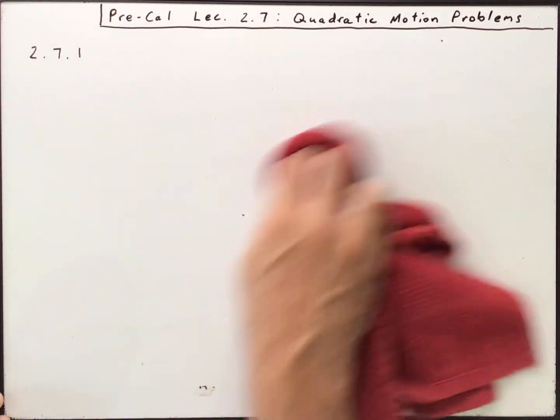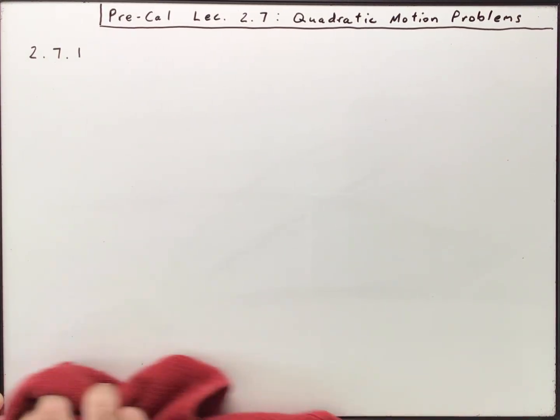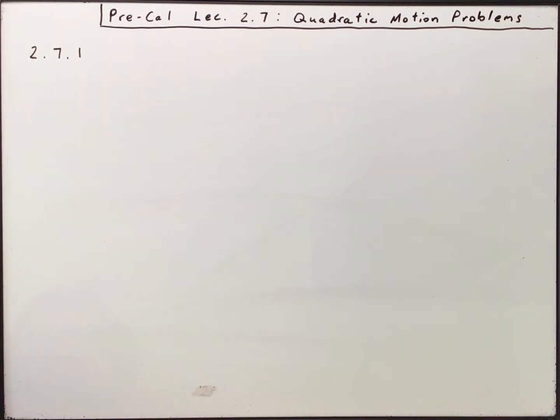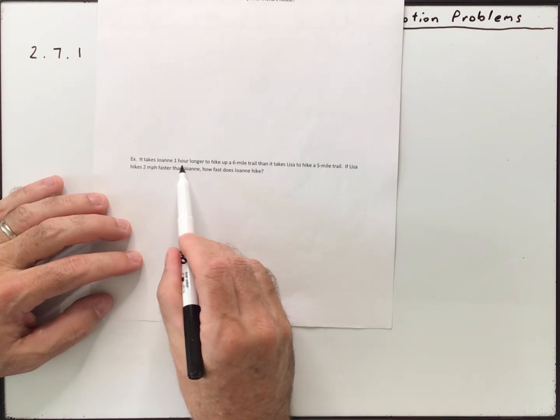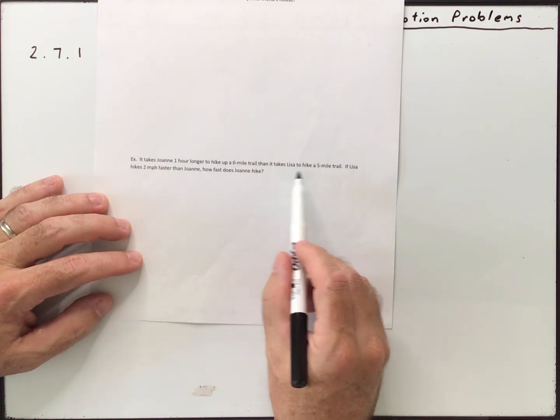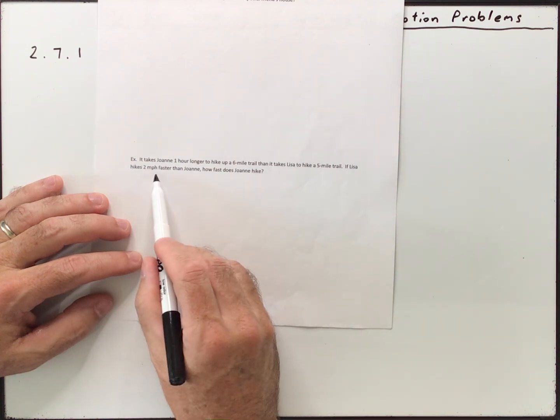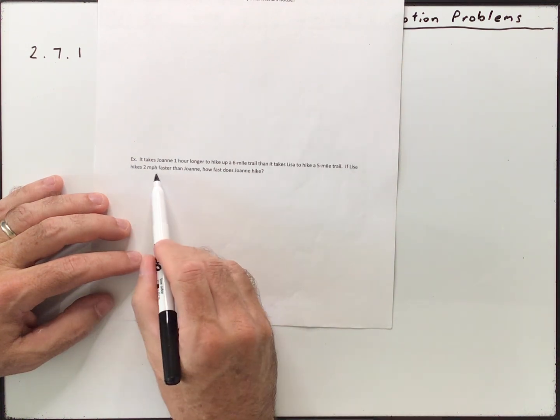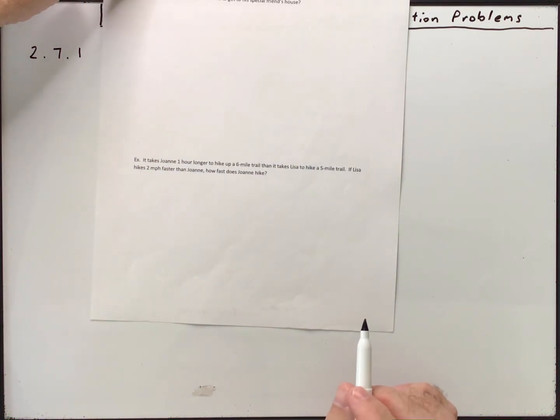Okay, let's do another example problem. We're still in 2.7.1. I accidentally erased the title there, but that's okay. So for this next example problem, it says it takes Joanne 1 hour longer to hike up a 6-mile trail than it takes Lisa to hike a 5-mile trail. If Lisa hikes 2 miles an hour faster than Joanne, how fast does Joanne hike?